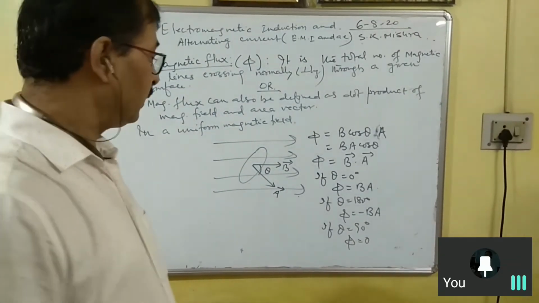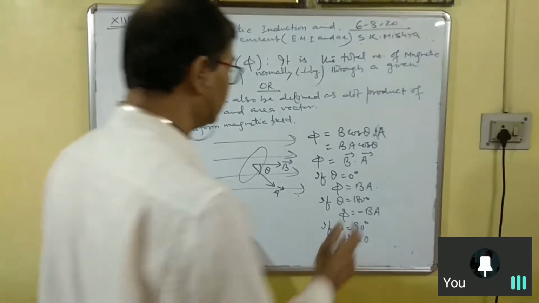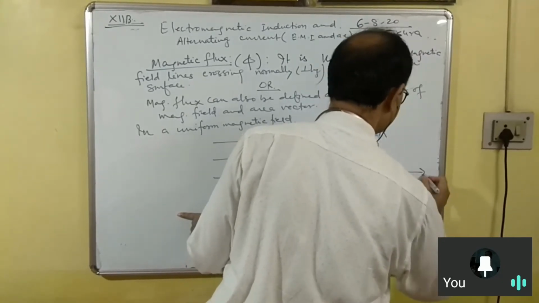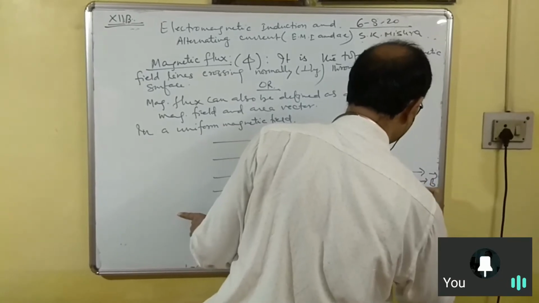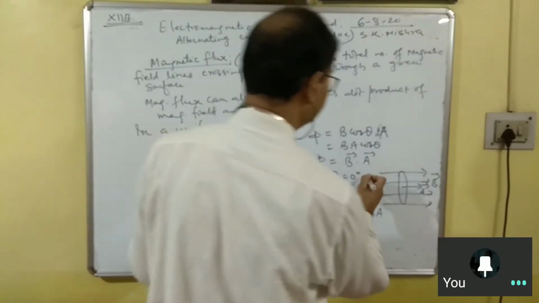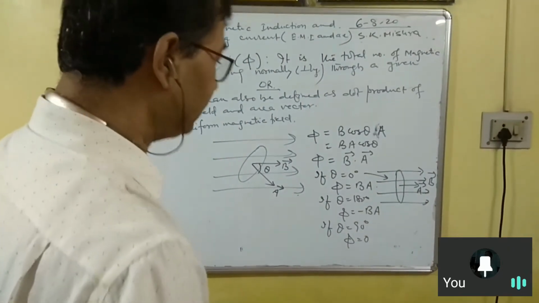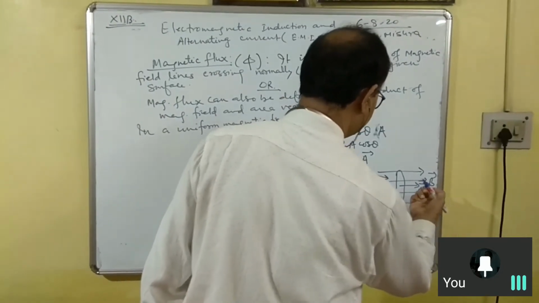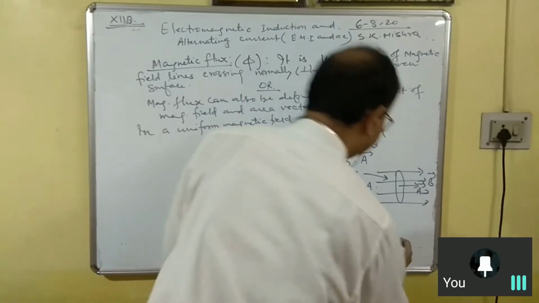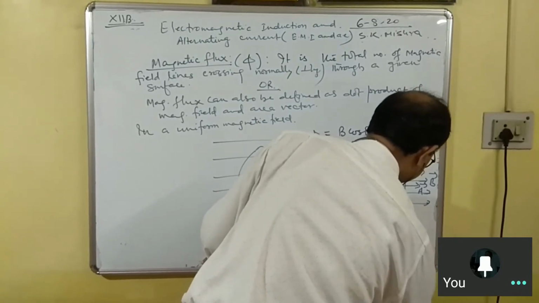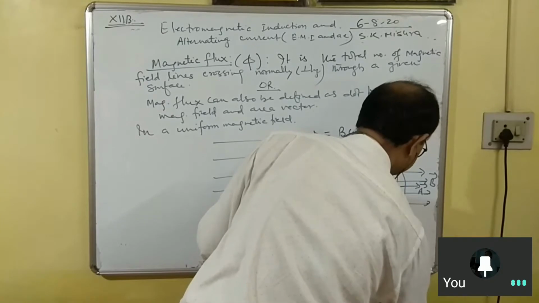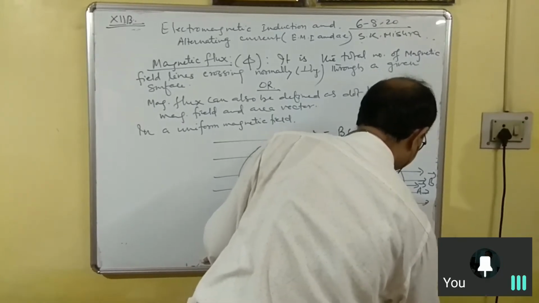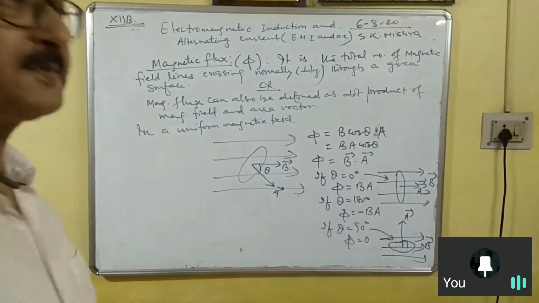Okay, so what does theta 0 degree mean? This is the magnetic field and here is your surface. Magnetic field and area vector are along the same direction. Here theta is 0. If the area vector and magnetic field are opposite to each other, then phi will be minus B into A. And if theta is 90 degree, the surface is placed like this, and magnetic field vector is along this direction, area vector is along this direction, this angle is 90 degree. So this is the case when flux becomes 0.